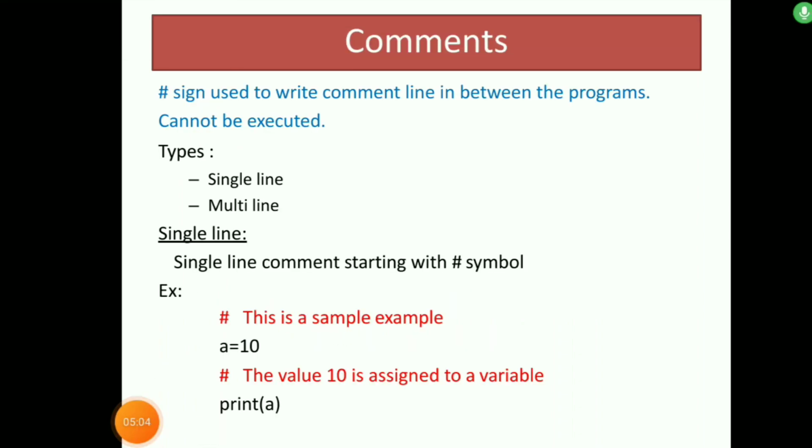Next one is comments. In Python, we use comment lines. The hash sign is used to write a comment line in between the program. It cannot be executed. There are two types of comment lines, single line comment and multi-line comment. A single line comment starts with the hash symbol. For example, hash, this is a sample example. This is the first single line comment. We cannot execute these comment lines, but they will be printed as they are in the program.